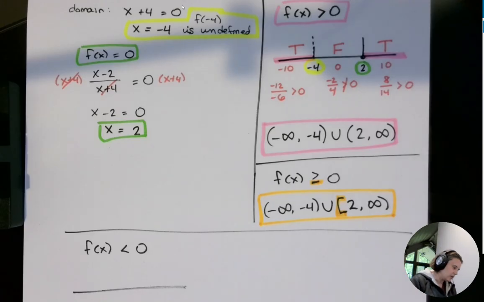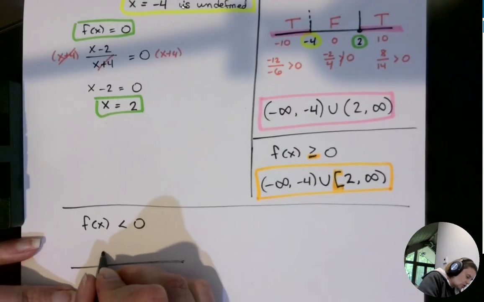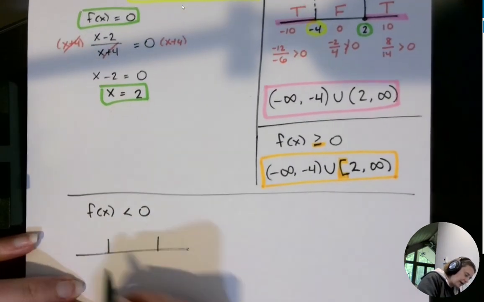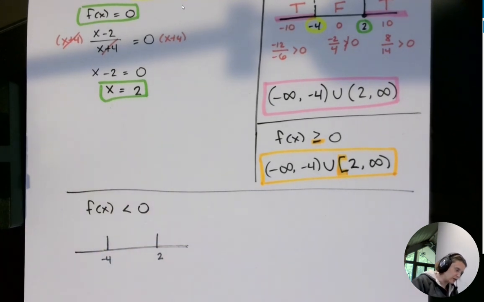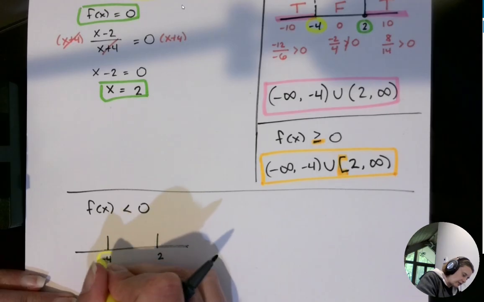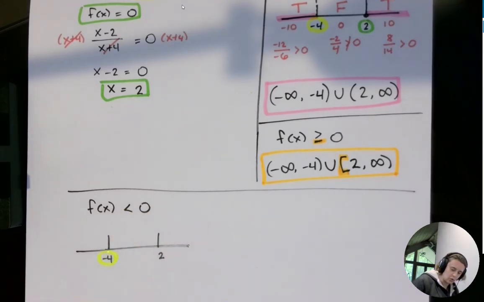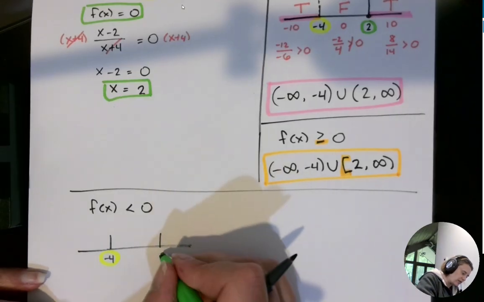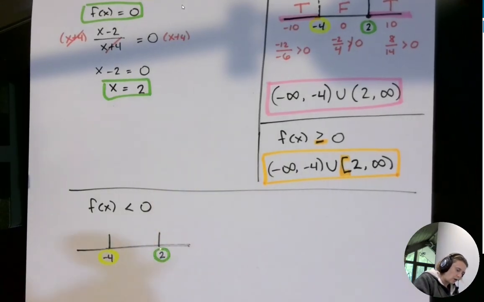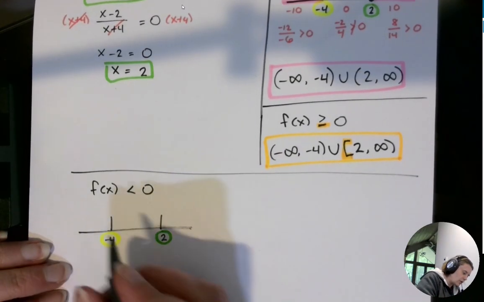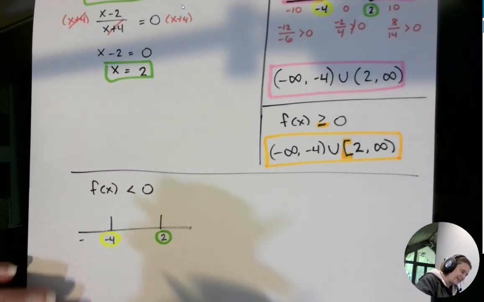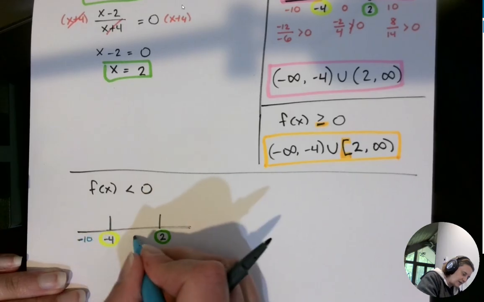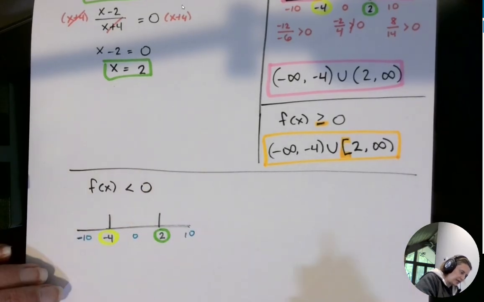So we need to just redo our number line here. Negative 4 and 2 are still the values of interest. Negative 4 is from our domain exclusion, and 2 is from the 0. We're going to test the same values, at negative 10, 0, and 10, just for ease here.